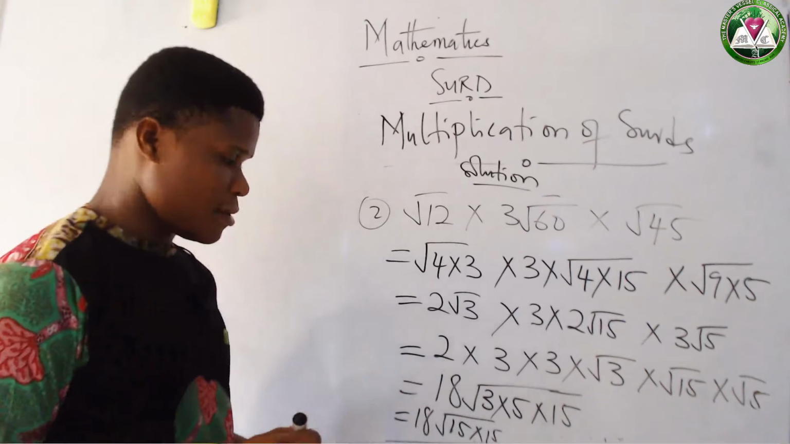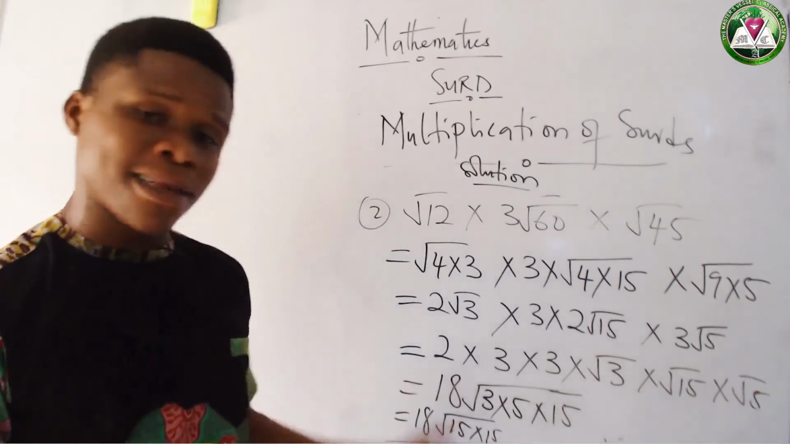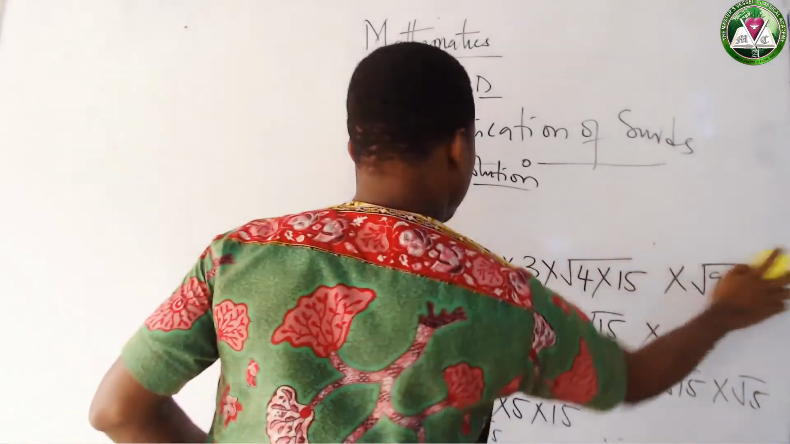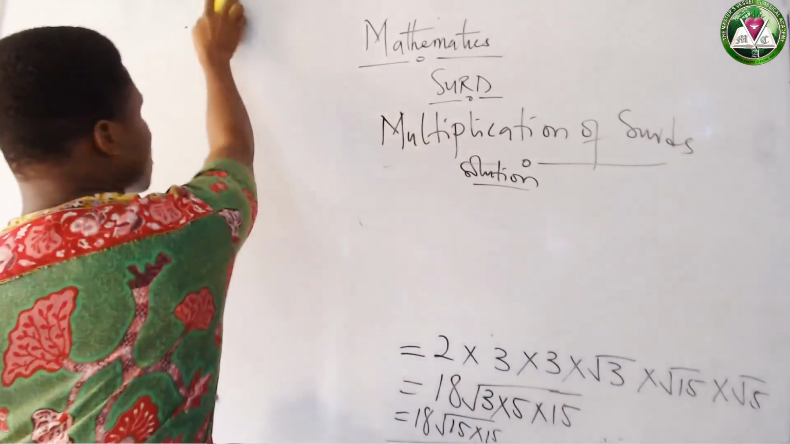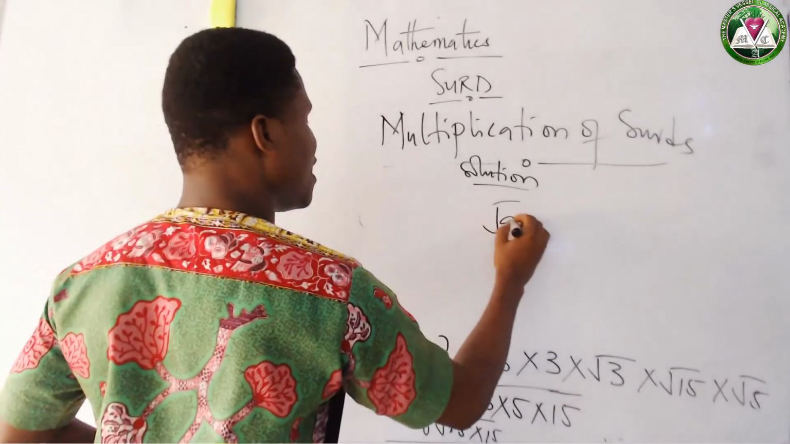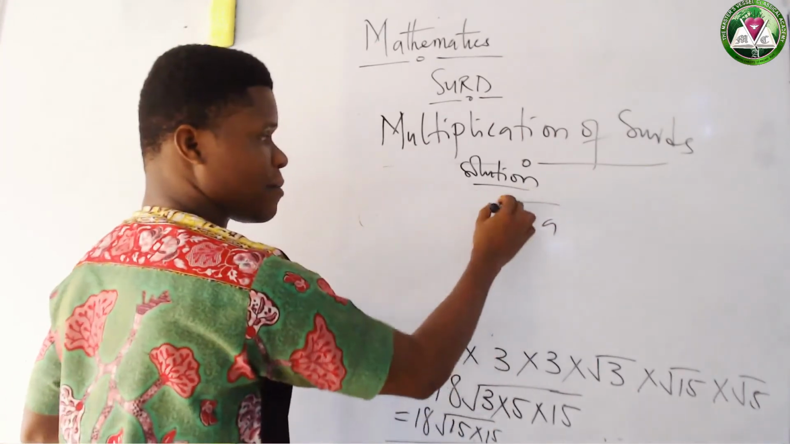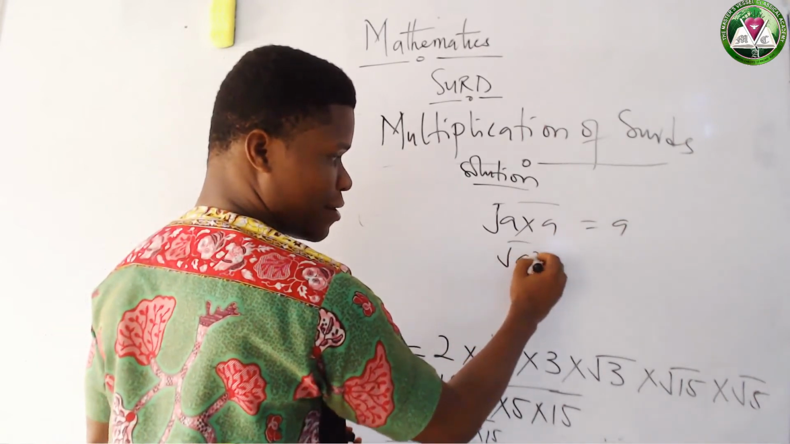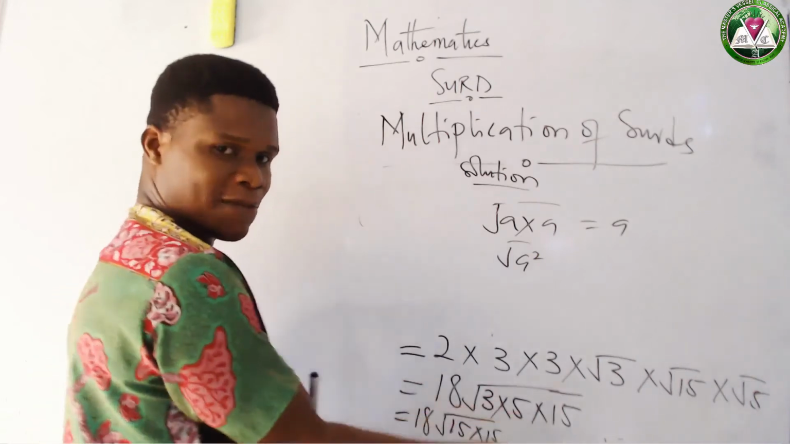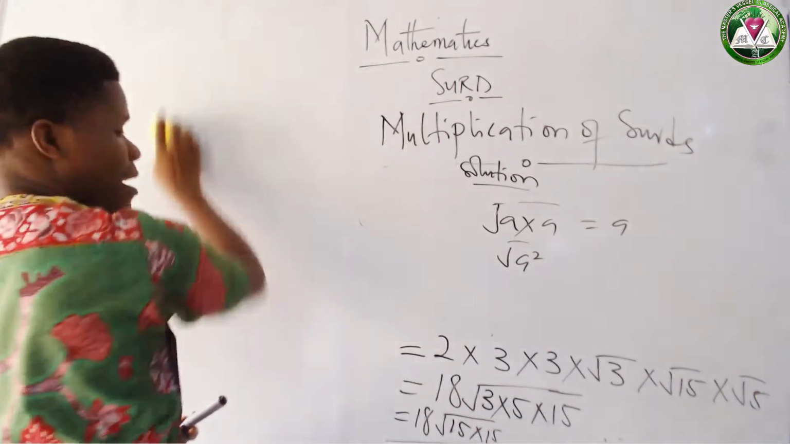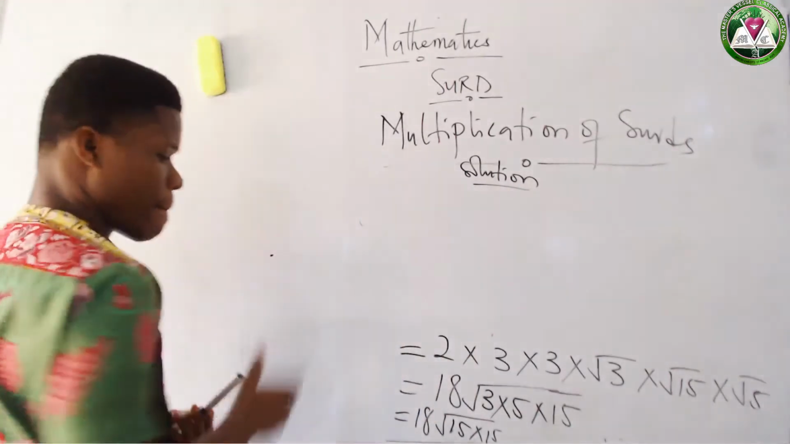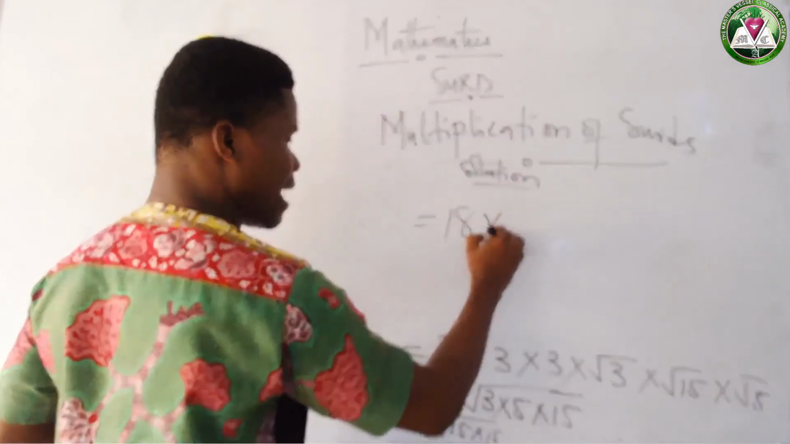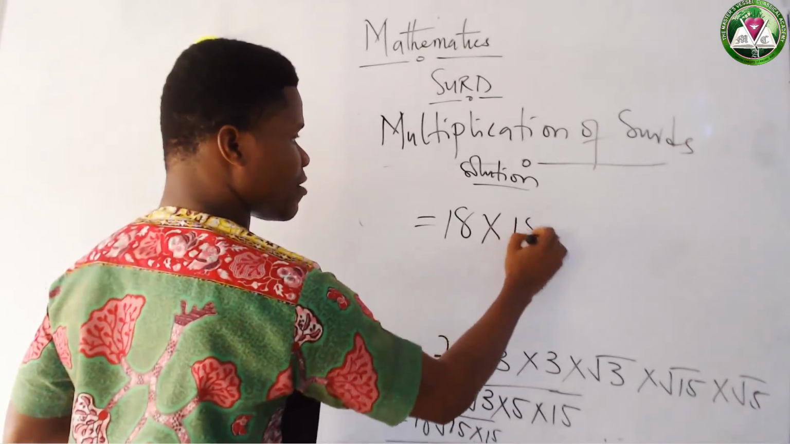So when you have square roots of two numbers, a number multiplying itself, the answer is just the number. For example, if I have root of a times a, this root is for both of them. The answer is just a. There's no need trying to, because this is root of a squared, you understand? So now root of 15 times 15, the answer is just 15. So what I'm going to have from here is 18 times root of 15 times 15, which is just 15.